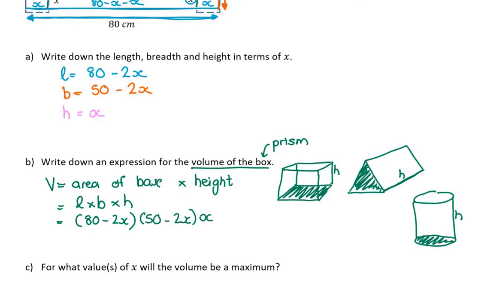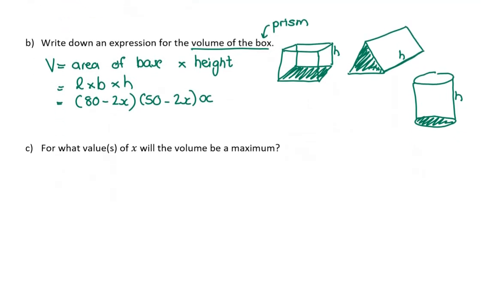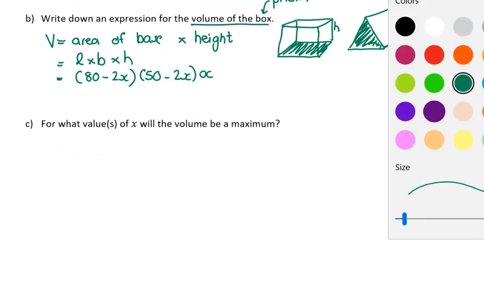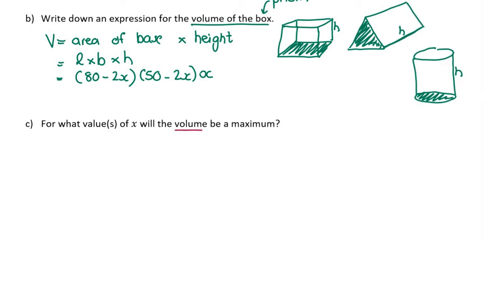Now notice they didn't say in simplified form, they just said write down an expression. There is my expression for my volume. Now if you look at the next question, this is what optimization is. This question says, can you find me where the volume will be a maximum? Now how would you possibly find a maximum?